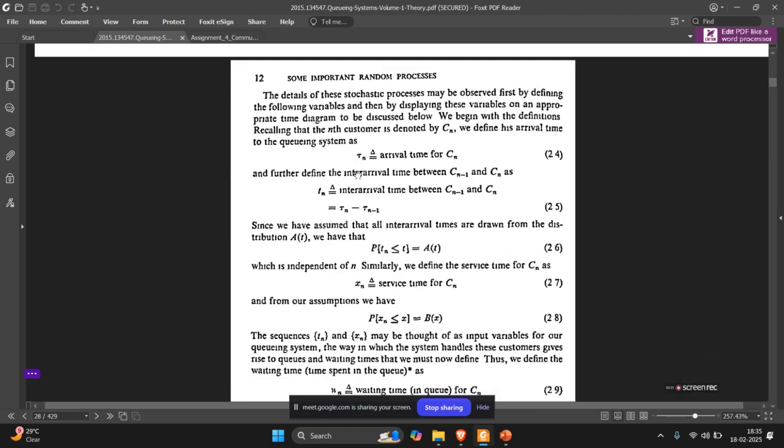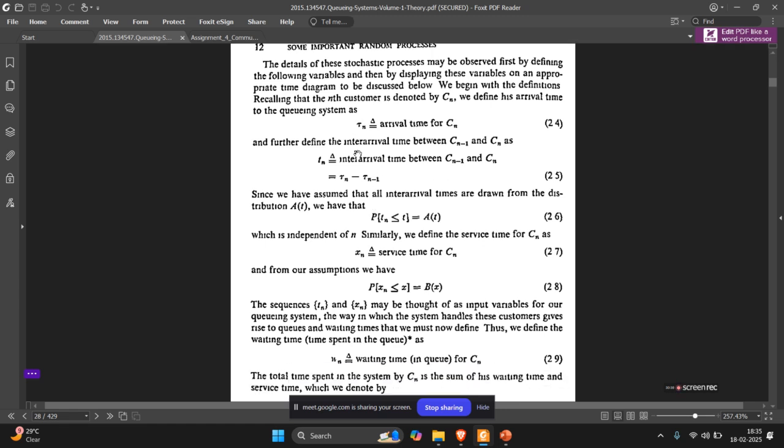If the nth packet arrives at time tau n, here another notation is that tau n is the arrival time, and Tn is the inter-arrival time between the n-1th packet and the nth packet. So Tn is equal to tau n minus tau n minus 1. So tau is the timestamp of arrival, and Tn is the duration between two arrivals.